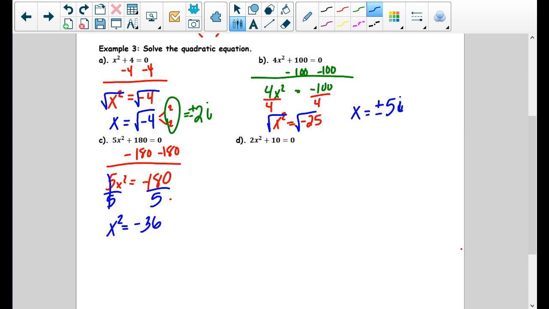Then what? Last step to solve is what? Once I get the square by itself, I do what? Square root. Remember, square root. So the square root of negative 36. So we have i. What's the square root of 36? 6. So plus and minus 6i.